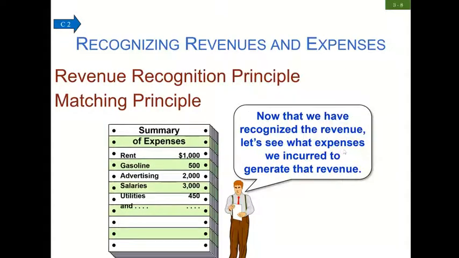At the same time, when we look at the expenses, we follow another principle called the matching principle. Expenses are incurred when the company receives a service, from employees or from utilities, like when the company gets the service of gas or electricity. In this case, the expenses are incurred.